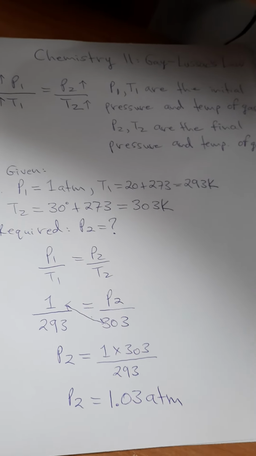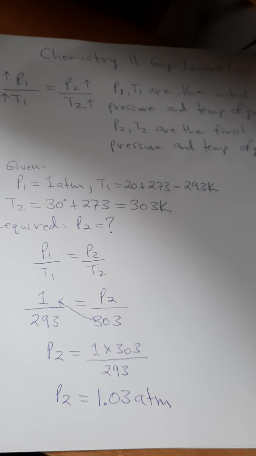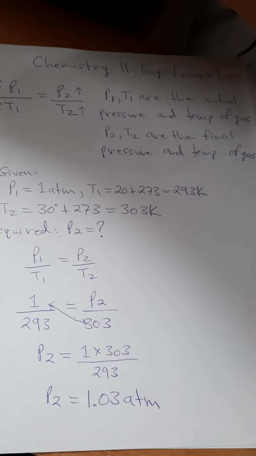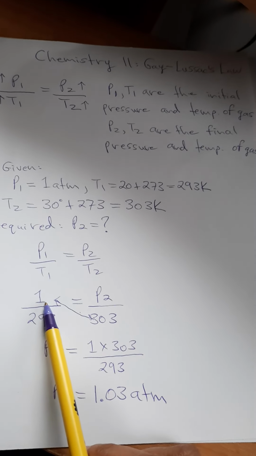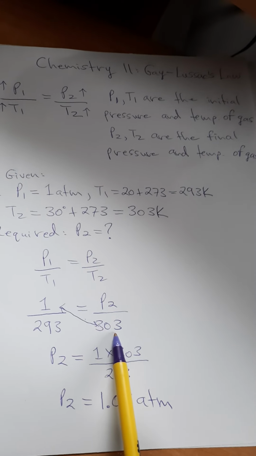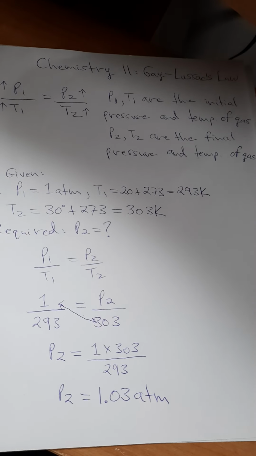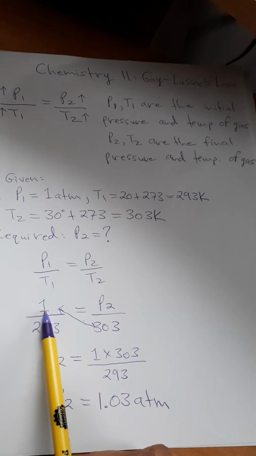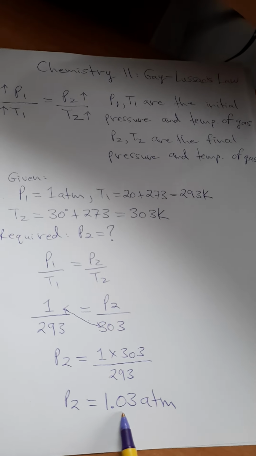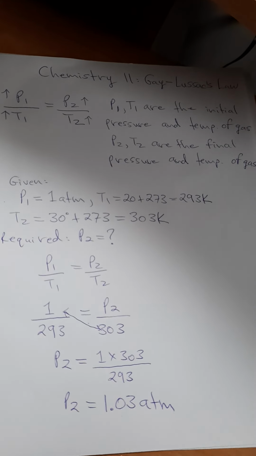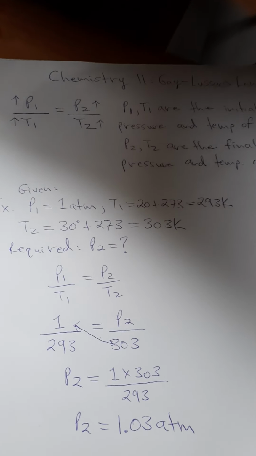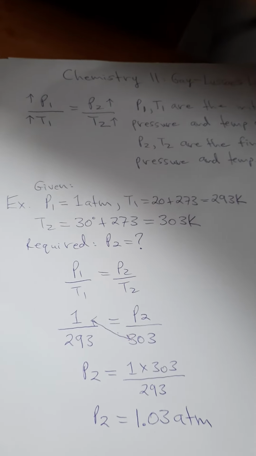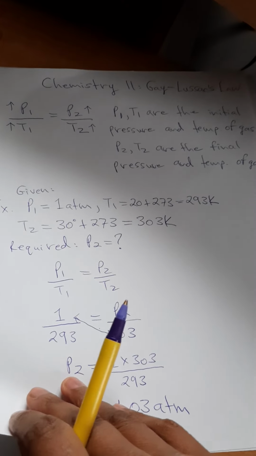atm. You can see that the pressure difference here at 1.03 atm is really small, because I'm only starting with 1 atmosphere and the change in temperature is not very great either. That's why the change in pressure is not that great. Does everyone see how to do that? Are there any questions? That looks good. Let's try another example.